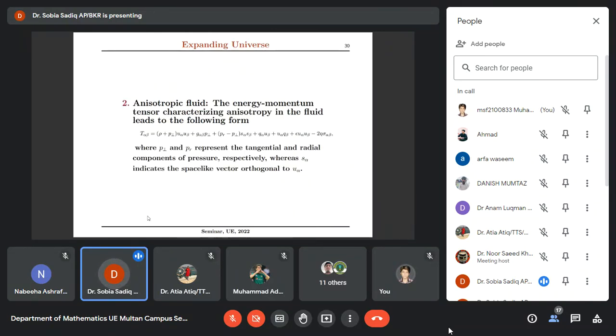And the second ones are the anisotropic fluids. These are the fluids for which the pressures are different in different directions, and the energy momentum tensor for these types of fluids is represented over here, where P tangential and P R represent the tangential and radial pressure respectively, whereas S alpha indicates the space-like vector that is orthogonal to the flow velocity.